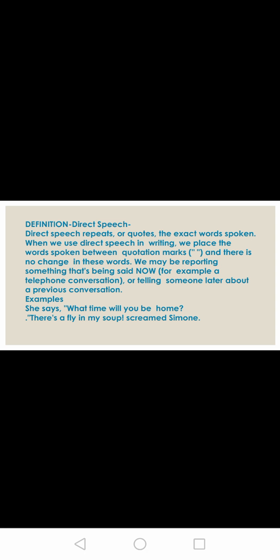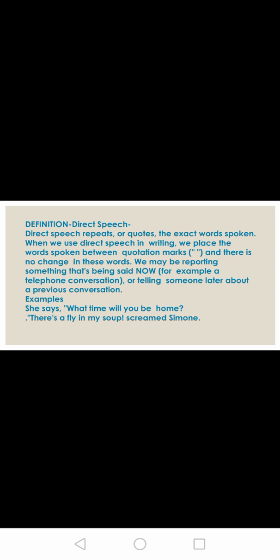Okay. Now, once again, what is direct speech? Direct speech repeats or quotes the exact words spoken. When we use direct speech in writing, we place the words spoken between quotation marks, and there is no change in these words. We may be reporting something that's being said now, for example, a telephone conversation, or telling someone later about the previous conversation. That means we are going to repeat the exact words spoken by someone, and they are in the quotation marks. We cannot change these words.